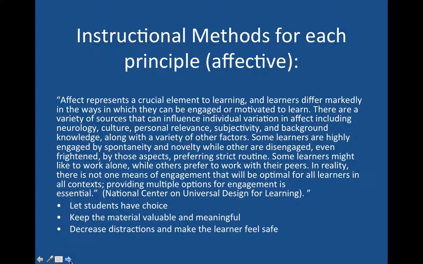Well, the first instructional method is for the affective networks that we just talked about. Affect represents a crucial element to learning. They need to be motivated or engaged in a very different way. And there are a lot of sources that can influence individual variation. And those include neurology, culture, personal relevance, subjectivity, background knowledge, along with a lot of other factors. Some learners are highly engaged by spontaneity and novelty, while others are disengaged or frightened by those aspects.